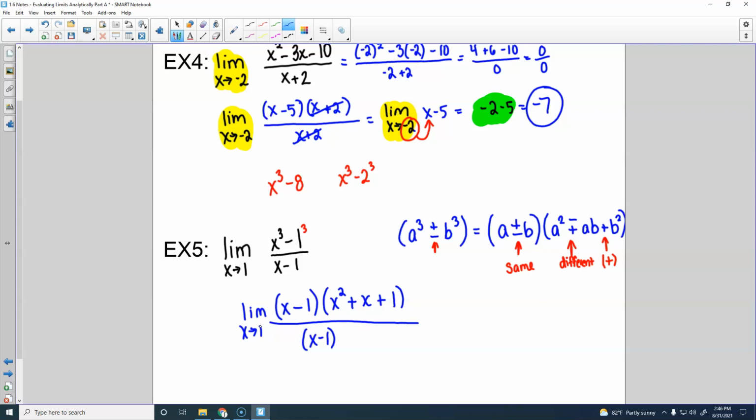Is that a formula that we should know? No. It's not a huge deal. If you know it, it might help you somewhere down the road, but it's not a big deal if you don't know. All right, so now we cancel. Now we can plug in our 1. Since I'm plugging in 1, I'm not going to use the limit notation anymore. 1 squared plus 1 plus 1 is going to give me 3, so 3 is my answer.